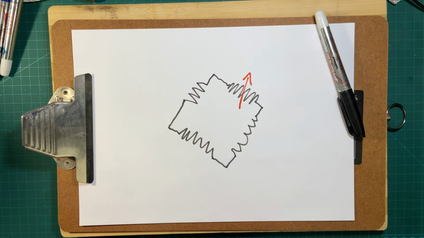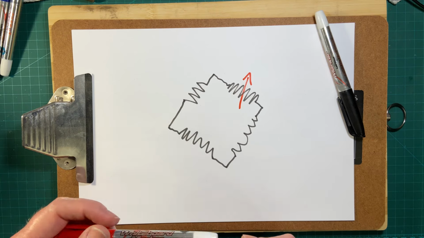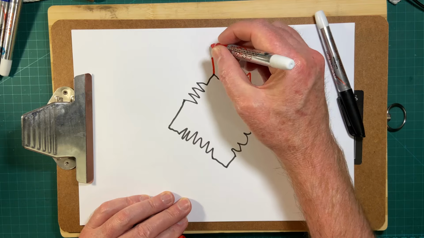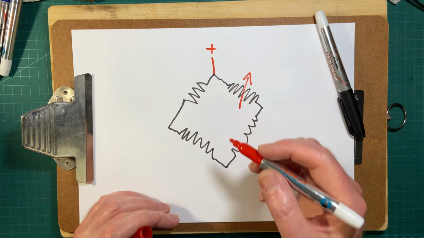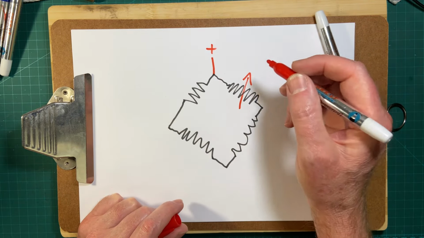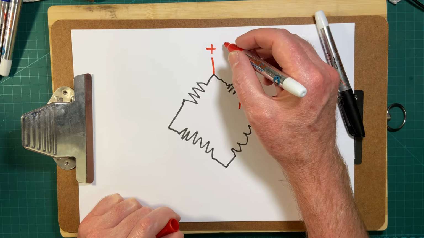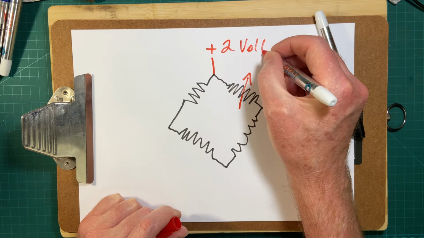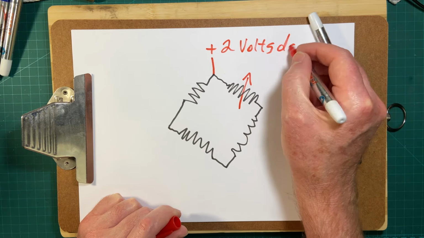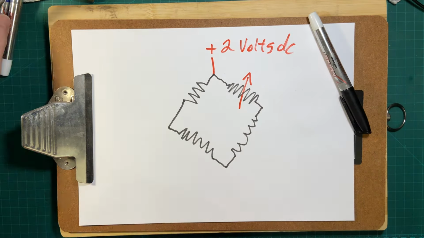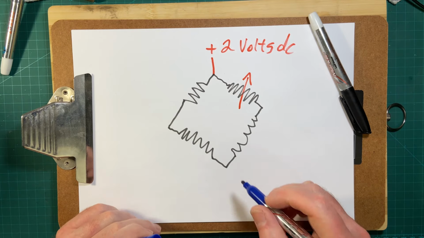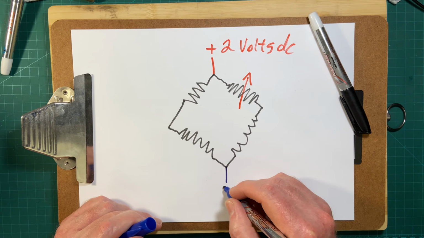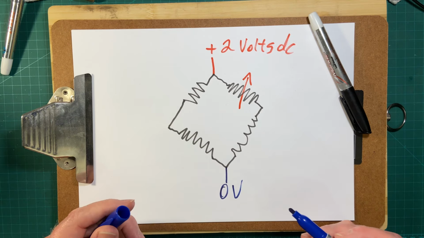Now what happens is you need to provide an excitation voltage to your wheatstone bridge, which in the case of this luggage scale we're going to look at in this video is 2 volts DC. All right, not volts down here.